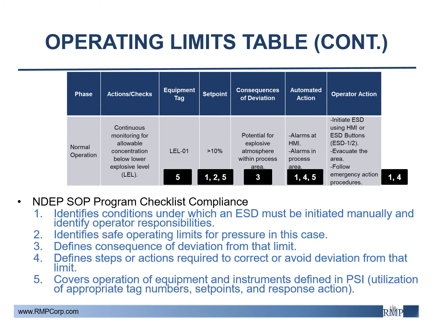Here, points 2 through 5 are similar to the last example. Point 1, however, is a specific requirement outlined in the NDEP SOP checklist, where conditions under which an ESD must be initiated manually and where there are operator responsibilities, it must be clearly identified. This is what's been accomplished by adding this operating limit as such. If the LEL01 acted as a trip of the system when reaching above the set point and put the system into an automated ESD, this is also required to be documented in the tables.